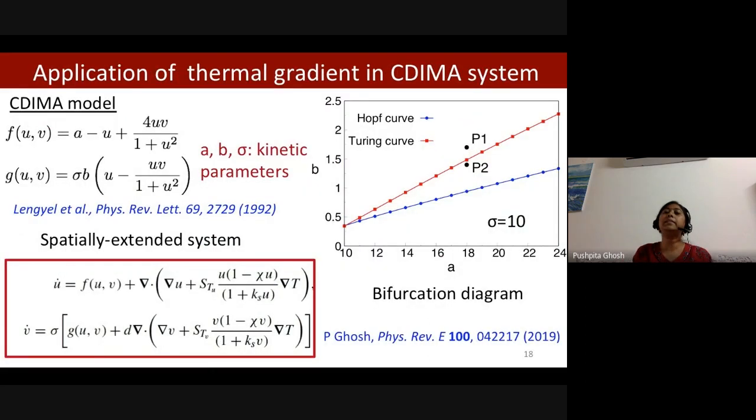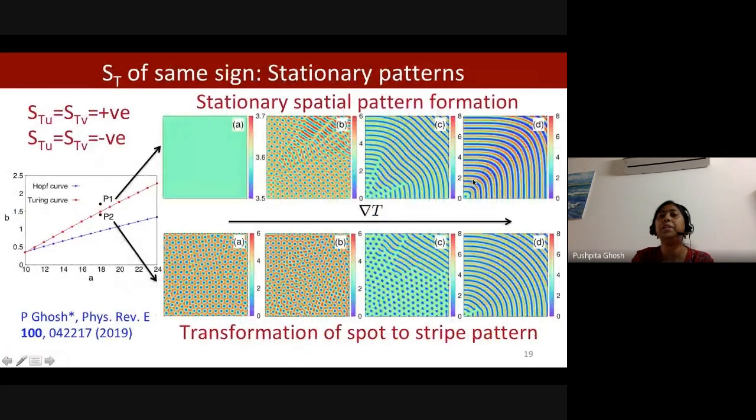Basically, coming to the next system, the CDIMA model, the same thing, I'm not going to describe. There is a point above the Turing region, which is homogeneous, where you cannot realize the pattern. The other one is inside the Turing region, where you can see the Turing patterns, and we wanted to see what happens at both of these points.